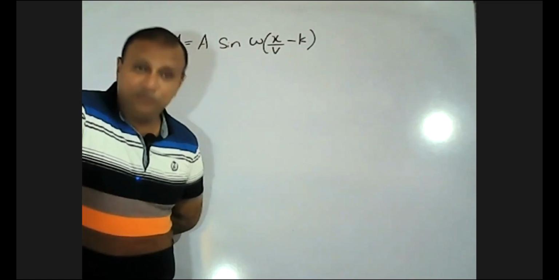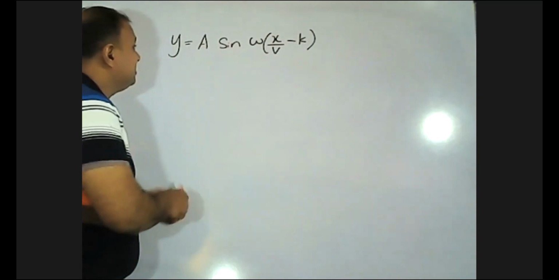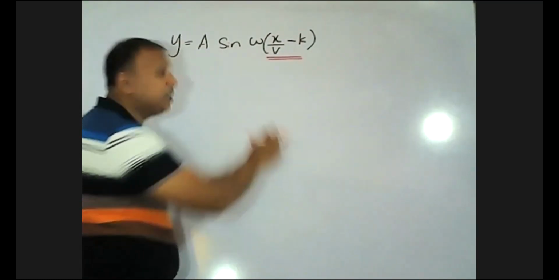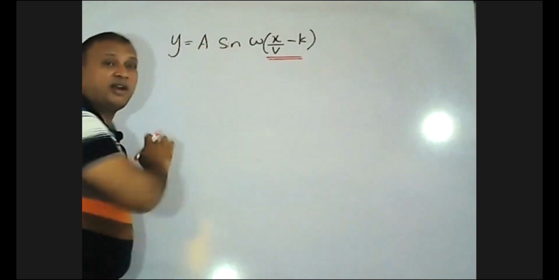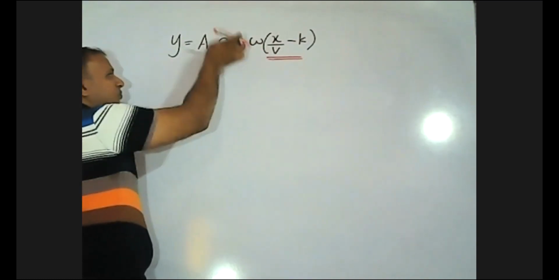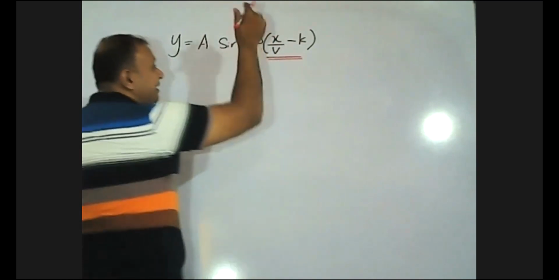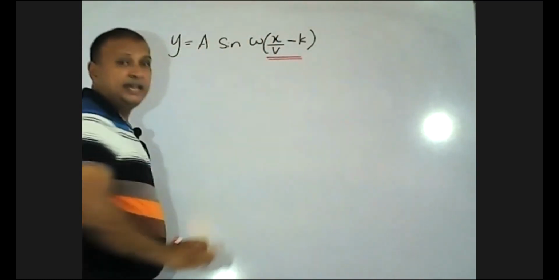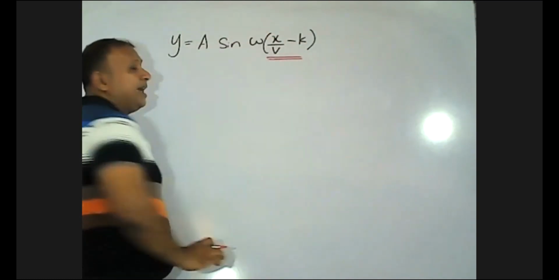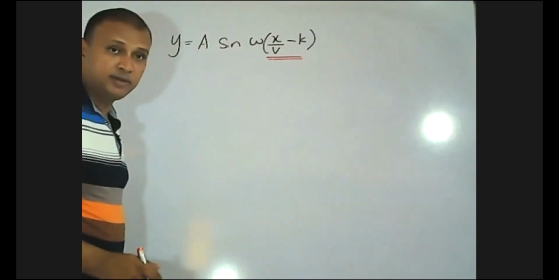Before that, Putha, you have to expand this one. This is not the only part within this trigonometric function. So I cannot say K is an angle. I cannot say X over V is an angle. For that you have to expand this one.